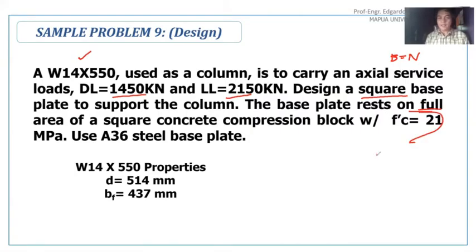So ibig sabihin niyan, yung P sub P natin, pag kinuha natin is 0.85 fc prime A1. So full area. Tapos of a square, syempre square din yung compression block natin, yung pedestal, with a given fc prime of 21 megapascals. Then we're asked to use a 36 steel base plate, of course, knowing that its Fy is 248 megapascals, and the properties of the column were given, such as the depth and the bf.